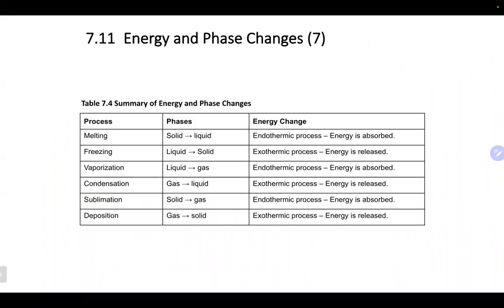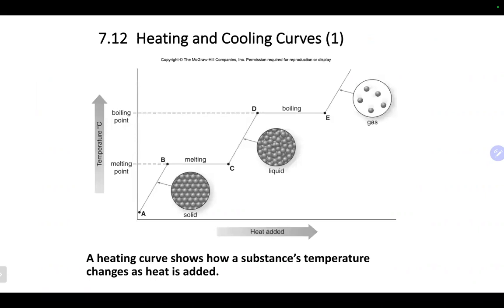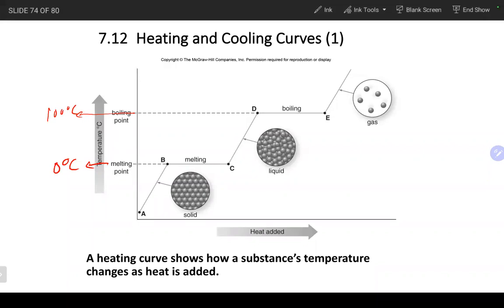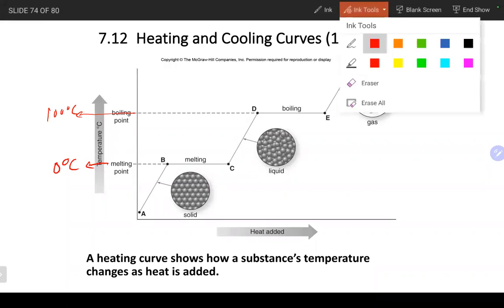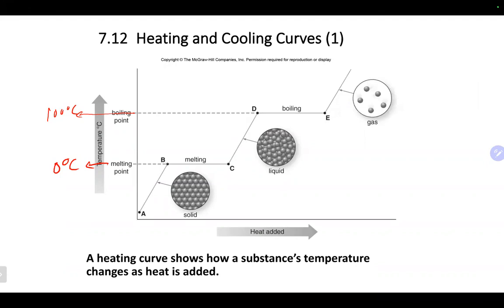Now here's just a table summarizing the processes that go from different phases as we talked about. This is a heating and cooling curve. So if this was, say, water, this would be right here at 0 degrees Celsius. And if this was the boiling point for water, this would be 100 degrees Celsius. So anywhere where you see the line plateau out, like here, that is your heat of fusion in this case, going from solid to liquid. And up here would be your heat of vaporization, going that way.